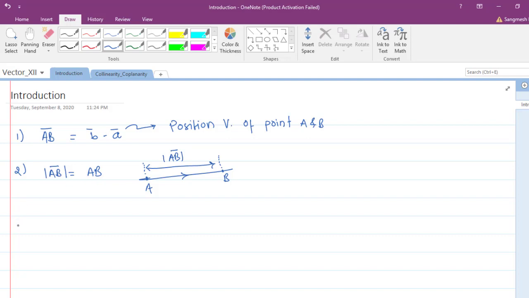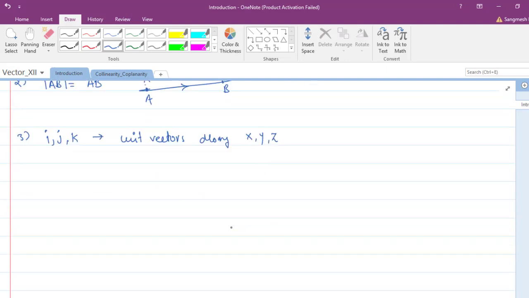What are the unit vectors we have seen along the x-axis, y-axis and z-axis? So i, j and k are the unit vectors along x, y and z axis. Okay, so these are the few important things we have seen in your 11th standard. So directly we will jump into today's session.